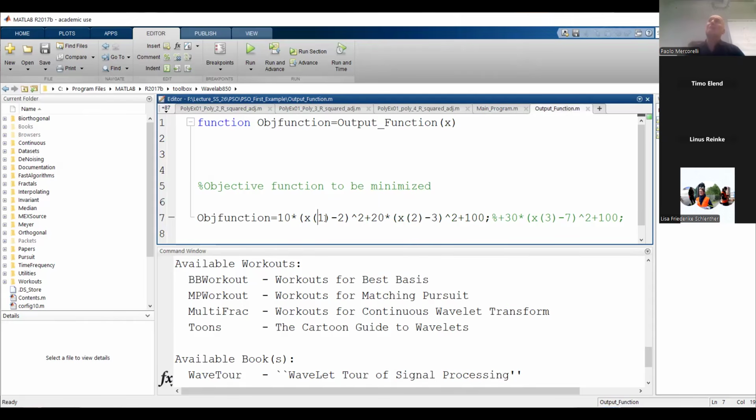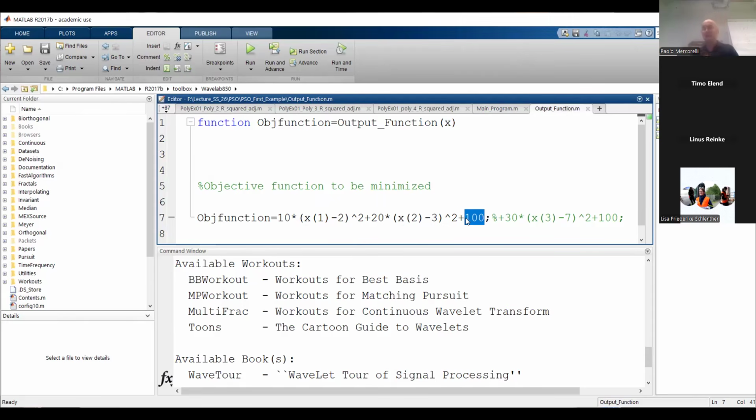X(1), X(2) is the variable, the vector, let me say, with two components, and they represent our two variables to be optimized. We can realize that the optimum is always positive; it is a convex function. The optimum is x1 equal 2, x2 equal 3, and its value is 100.